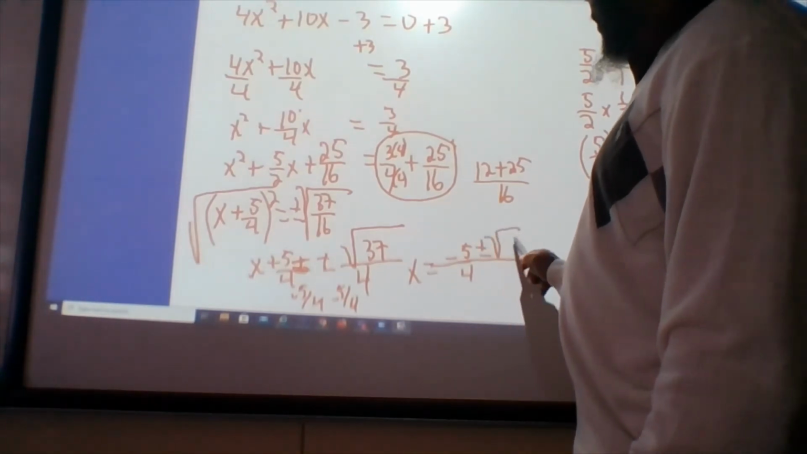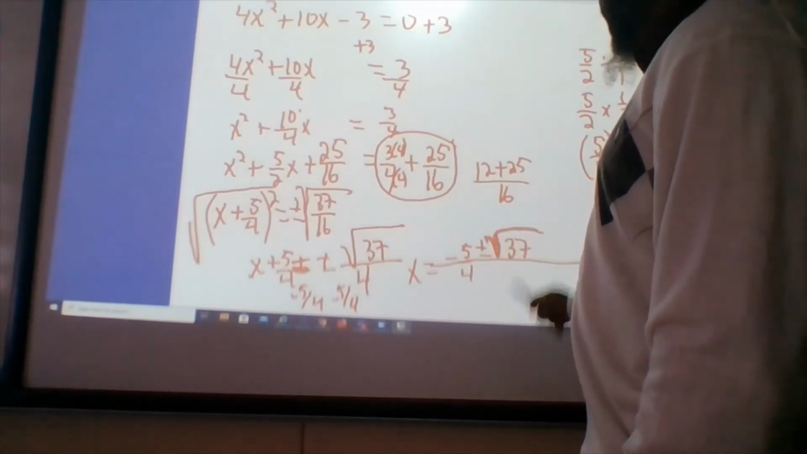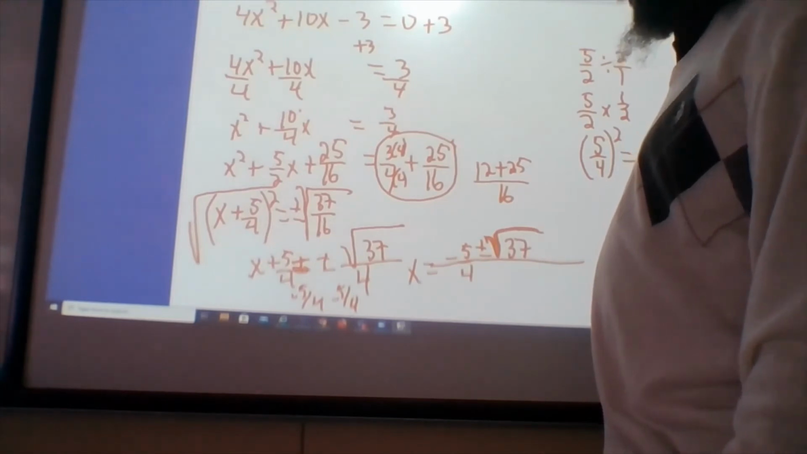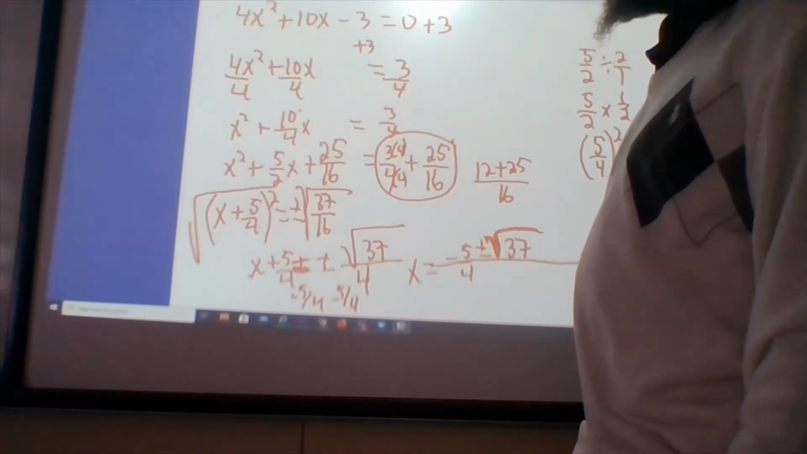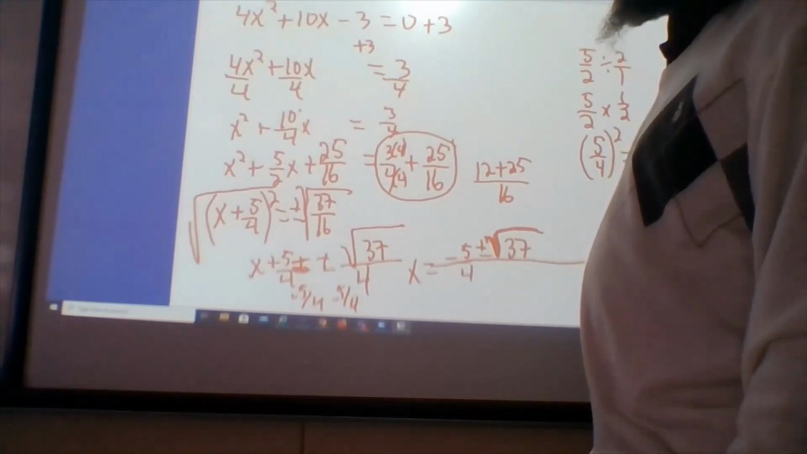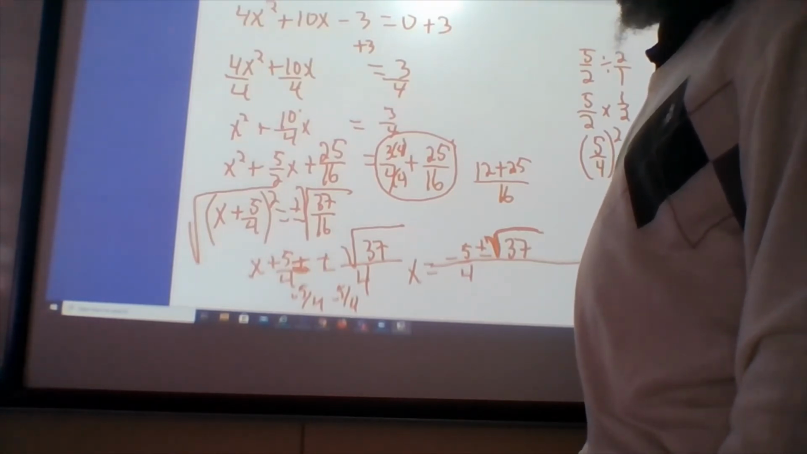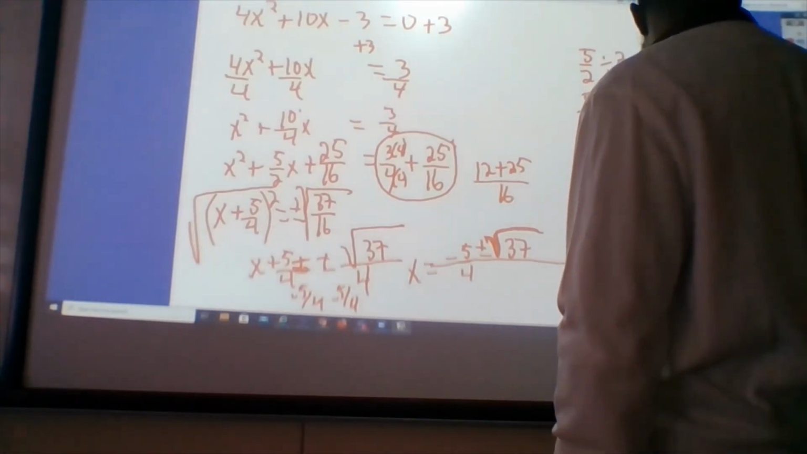So hold on to your horses. We're going back to do the quadratic formula. A is 4, B is 10, and C is -3. Remember, x equals minus b plus or minus the square root of b squared minus 4ac, over 2 times a. It doesn't matter which way you do it, you should get the same answer.